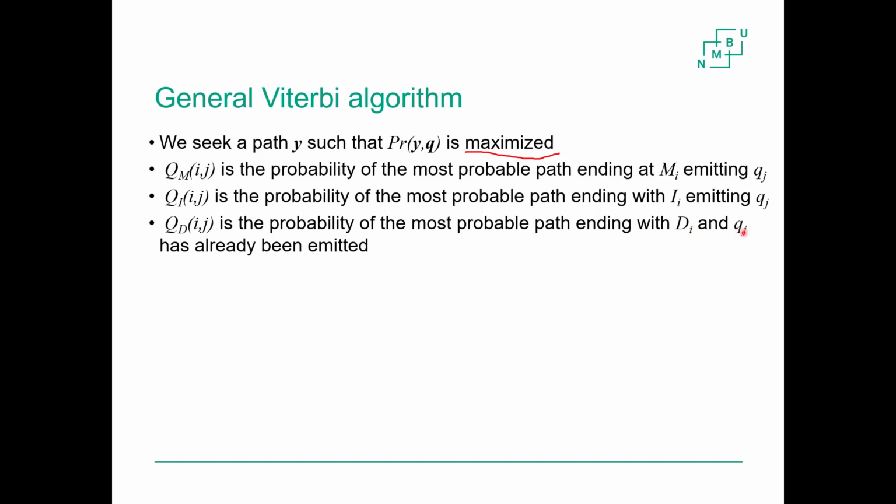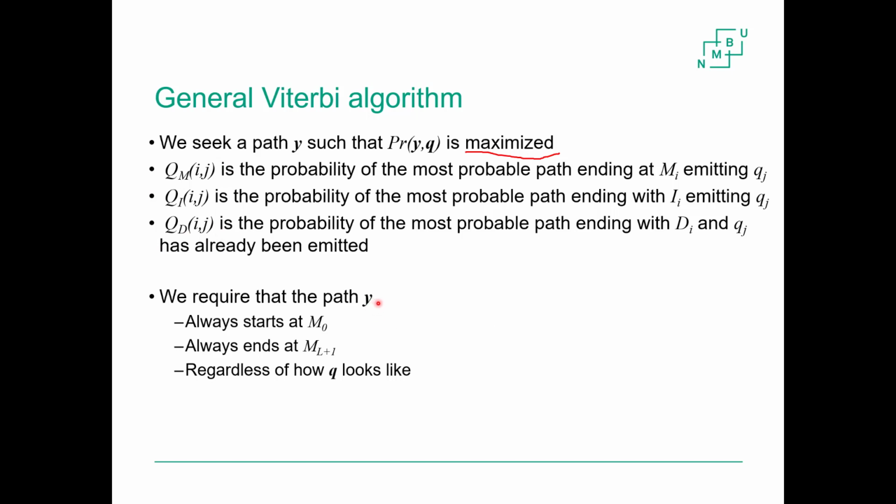But this does not emit anything, right? So this symbol number QJ must have been emitted already. You end here, and this symbol must already have been emitted by some match state or some insert state. Okay, so we have three different matrices here, all of the same size, the same number of rows and columns. And we now have to fill in the values in these matrices.